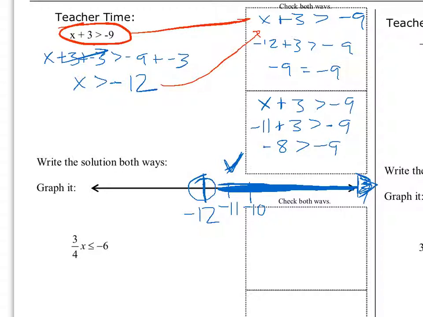Is negative 8 greater than negative 9? Yeah. Owing somebody $8 is better than owing them $9. So that's correct. So we got both of our checks done. We're good to go on this one. All right, so let's look at the next one.